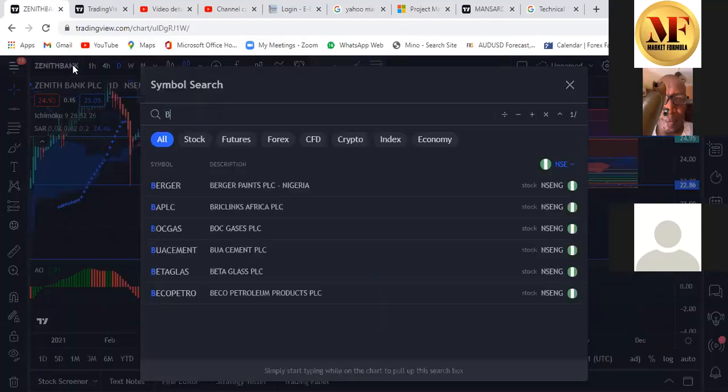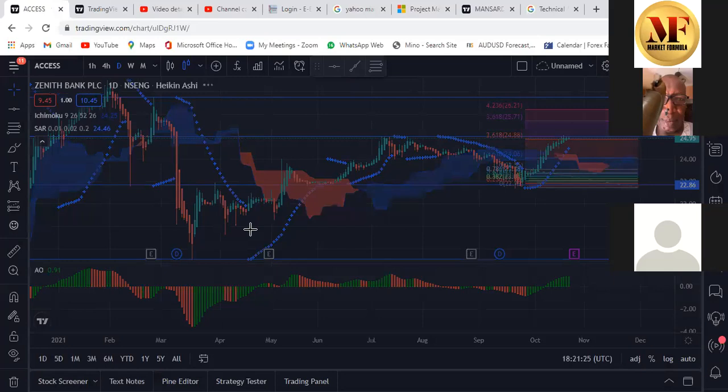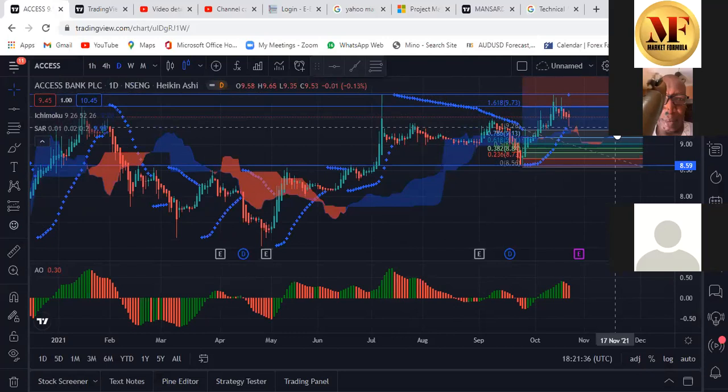Let's look at another bank. Access. Wow, Access respected this resistance at 9 naira 96 kobo. If you can get Access at 9 naira 33 kobo at this price, it is good. 9 naira 33 kobo is good.